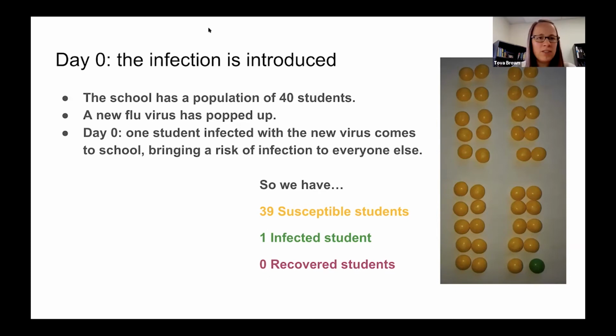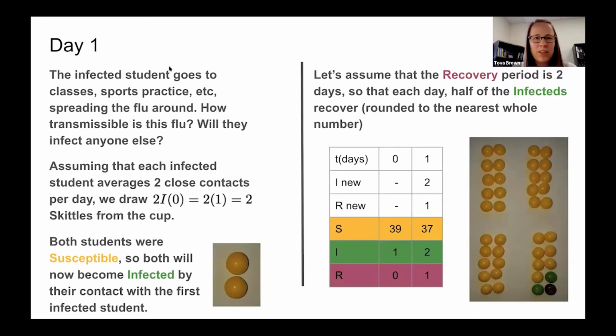So Tim is going to explain the sampling here. Yeah, so it's a lot, but we're going to break it down. The first day, right after the 1 infected student comes back to school, they then, we assume, spread it to other people.